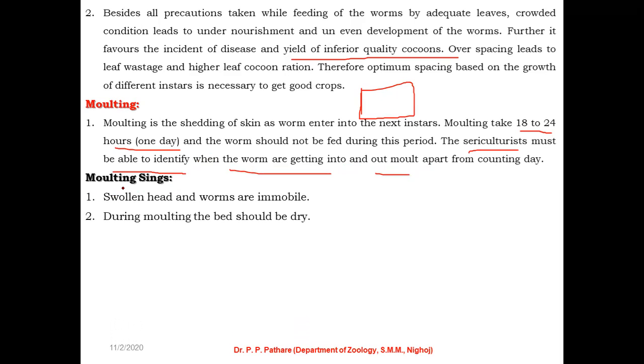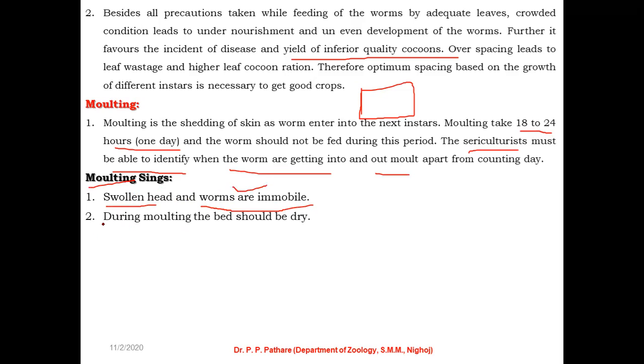The signs of molting are very important. Swelling of the head and the worms are immovable. If the head is larger in size compared to the normal condition, you can imagine the molting stage has started, or the worms are immovable.